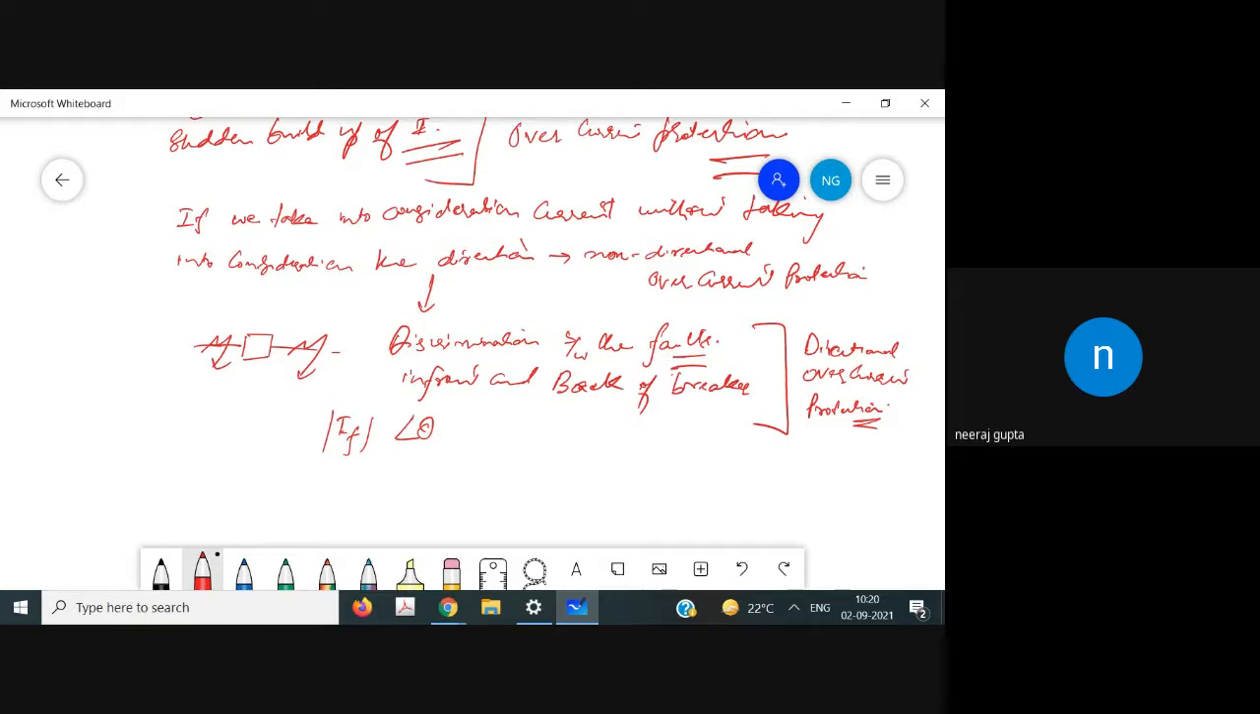If you take into consideration this directional overcurrent protection, it has greater selectivity than the non-directional overcurrent protection. And we must not forget that any type of protection is a concept, then it needs to be implemented, and the vehicle of implementation is actually the relay. Any type of protection we want to implement can be implemented only with the help of the relay.